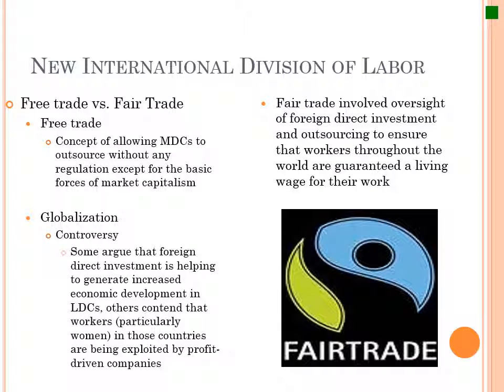All right. So, international division of labor. There's kind of an argument: does fair trade interfere with free trade? So again, MDCs are allowed to outsource without having any regulation. Is that messing up capitalism? Globalization? Some people argue that, again, with direct investment in countries like China going and investing in Kenya or Ethiopia, it is not fair. Like it's giving them an advantage in certain countries, different things like that. Some people argue that it's helping.